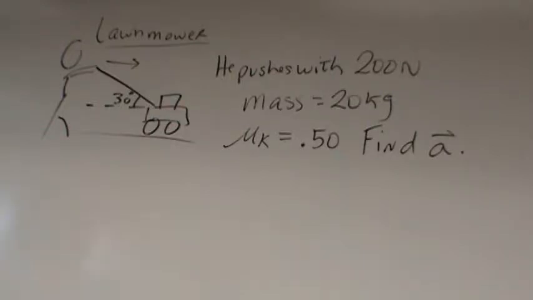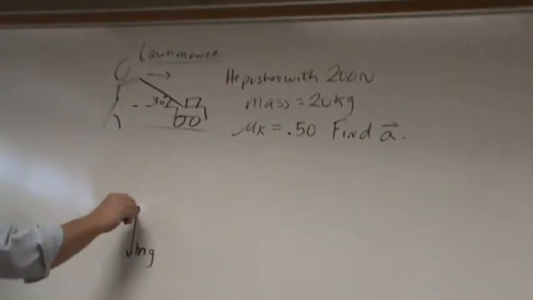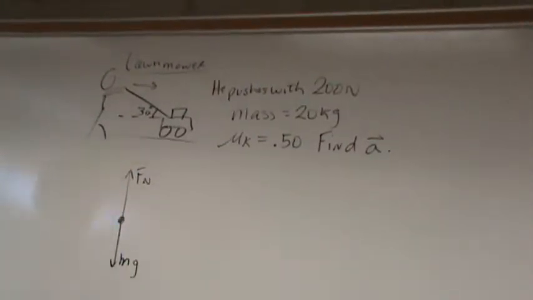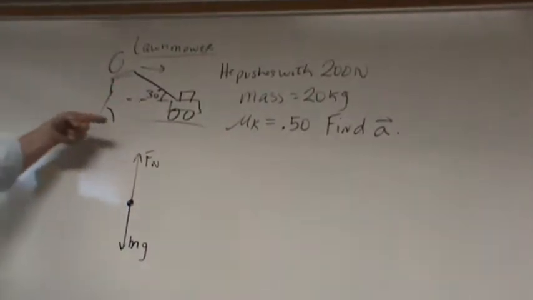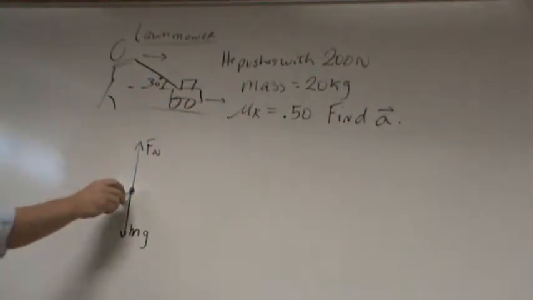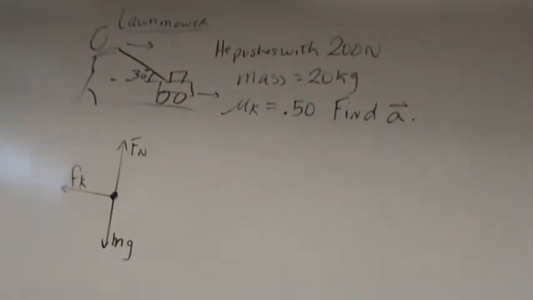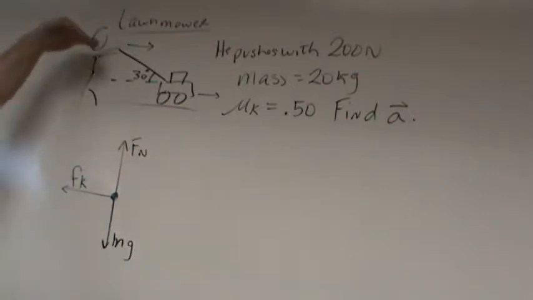Well, I'm not going to insult you by asking you what I should do first. I'm just going to tell you: free body diagram. So here comes my free body diagram. What forces are acting on this lawnmower? Well, the weight of the lawnmower down, the normal force of the ground on the lawnmower up. Since the lawnmower is moving to the right and the surfaces in contact are horizontal, that means the kinetic friction force will also be horizontal. And then finally, he is pushing down with a force of 200 newtons.